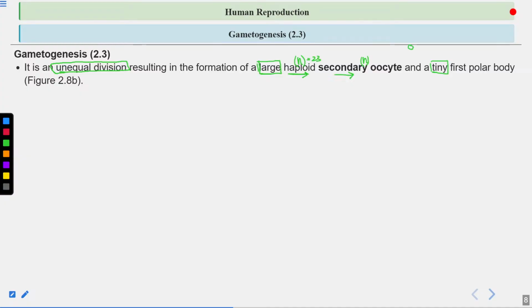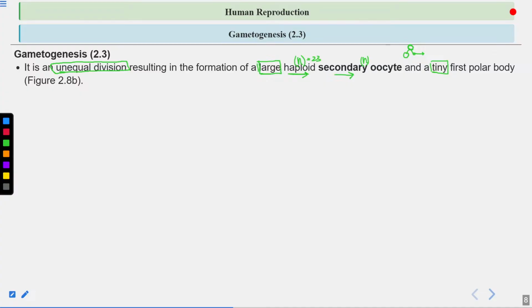Okay, if this is the primary oocyte, from this a large secondary oocyte is formed and a small first polar body is formed. This polar body usually degenerates. Sometimes it can divide by mitosis, but then the resulting cells also degenerate.